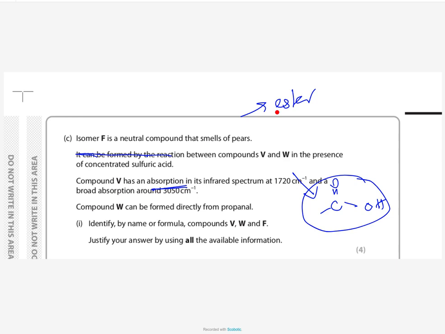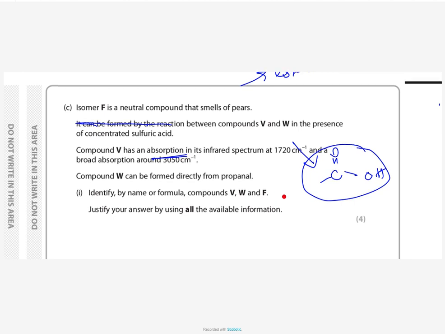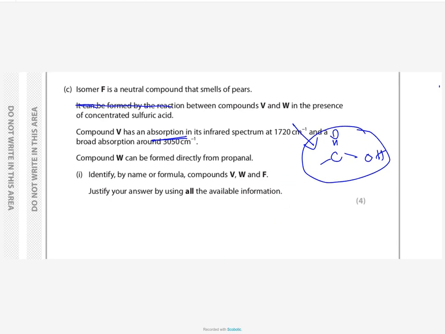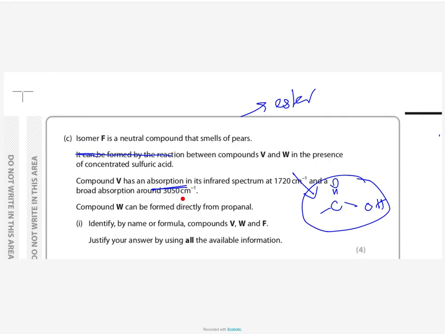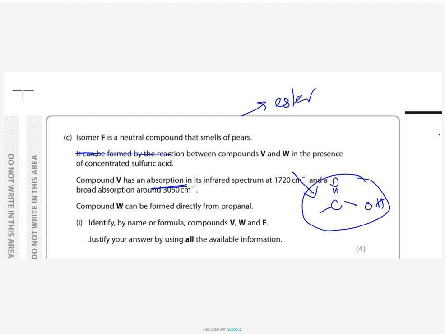Compound W can be formed directly from propanal. Okay, let's see. Identify by name or formula compounds V, W, and F. V is what? V is a carboxylic acid. W has to be an alcohol. It has to be an alcohol.